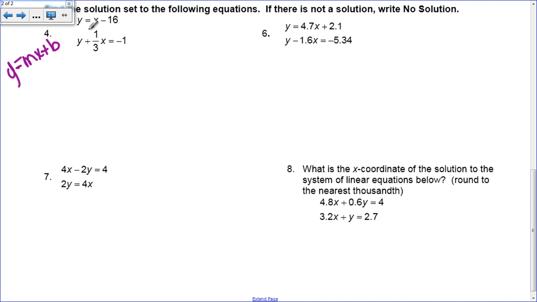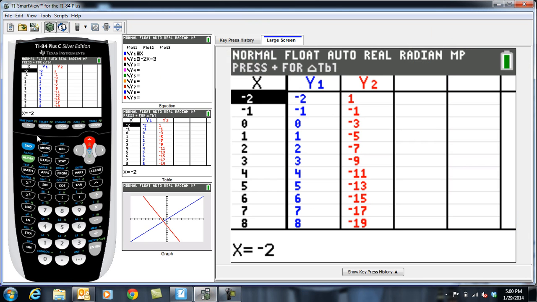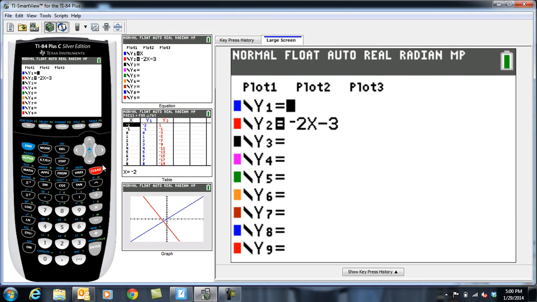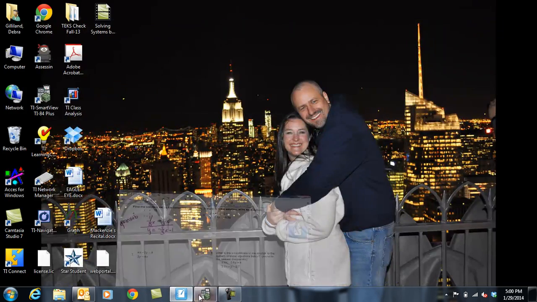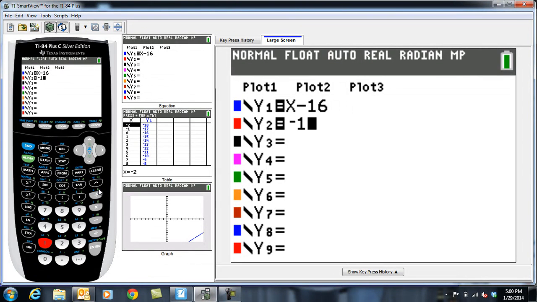I have got to get rid of this plus 1/3 x by subtracting 1/3 x from both sides. So my equation becomes y equals, now we're good, -1/3 x minus 1. So here are my 2 equations, and I'm going to use my calculator. I'm going to graph them. So I'm going to go over here, and I'm going to go back to y equals. I'm going to clear the equations that are in there so I can type in my new ones. My first equation was x minus 16, so I'm going to do x minus 16. And then my next equation was negative 1/3 x minus 1. So I'm going to do negative 1 divided by 3, x minus 1.